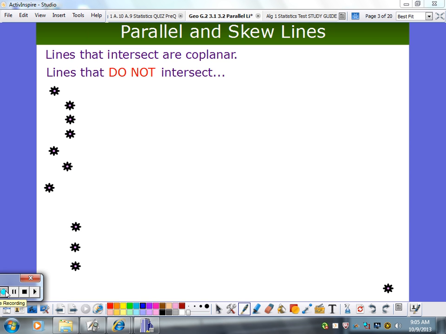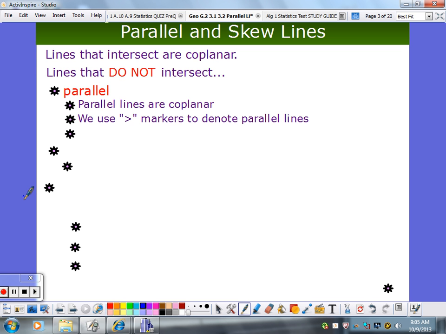So we've got this idea of parallel lines. I think we know what that is. Skew lines may be something new. Lines that intersect are coplanar. Lines that do not intersect, right? So parallel lines don't intersect, is that right? Parallel lines are coplanar. Think about that. Can you think of any set of parallel lines that are not going to be in the same plane? And again, can I find 3 non-collinear points for any set of parallel lines?